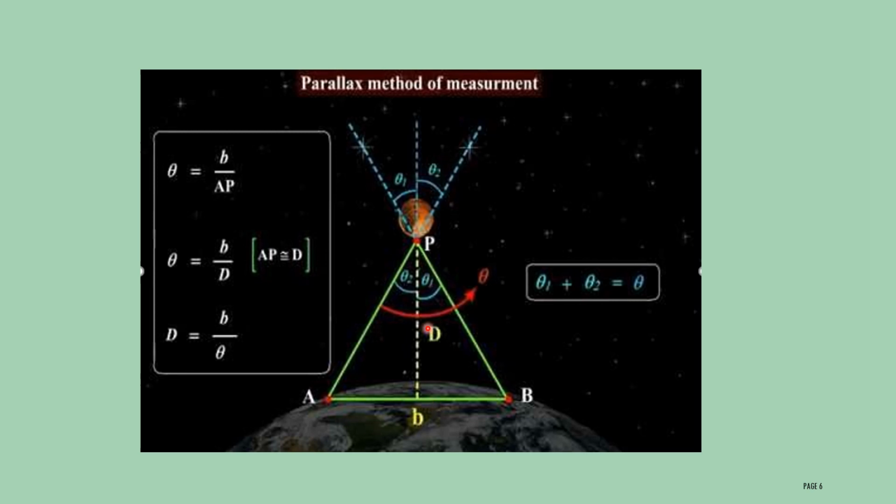Then using the radius of the circle, you know the radius and you know theta. The arc length b will be equal to D into theta. Then using these values, easily you can calculate the distance of the planet from the earth.